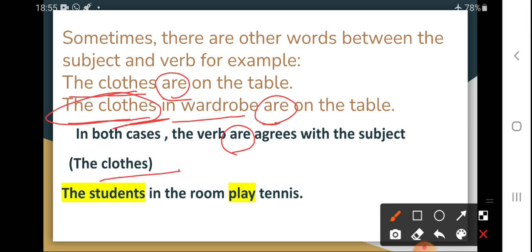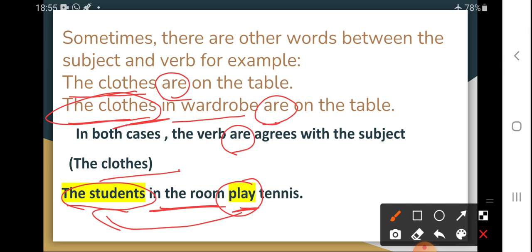I have given one more example for this. The students in the room play tennis. The students is the subject, play is the verb, right? So, the verb will always agree with the subject. Students is plural, a plural verb is there.